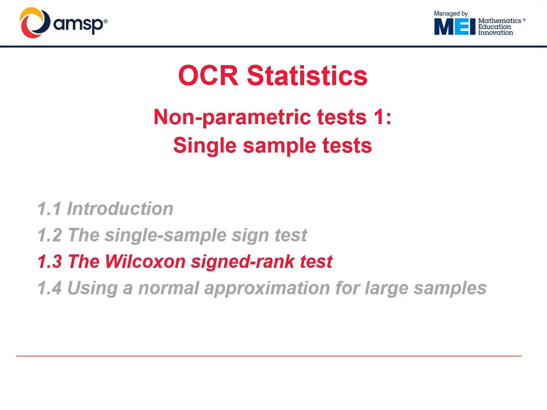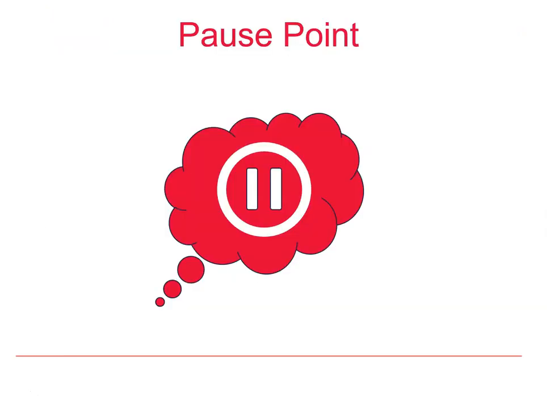Hello, this is OCR Further Statistics. We're in Non-parametric Tests 1 and the third video on the Wilcoxon signed rank test. As before, occasionally it's a good idea to stop and work some things out for yourself or review what's just been covered. Whenever you see this symbol, pause the video and follow the instructions before continuing to watch.